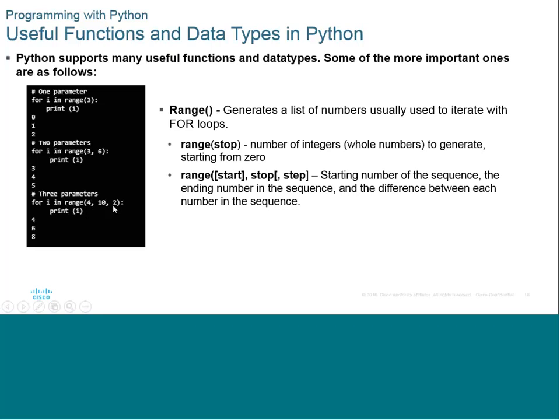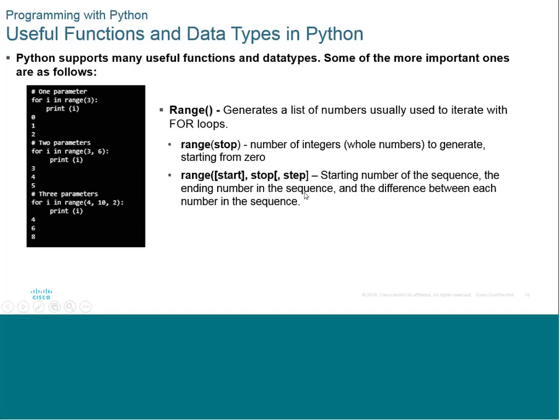If we write here for I in range 5 to 20, and then we write 5 as the step, so what does it mean? The first one is 5, the second is 10, the third is 15. Okay. So it will go like that.